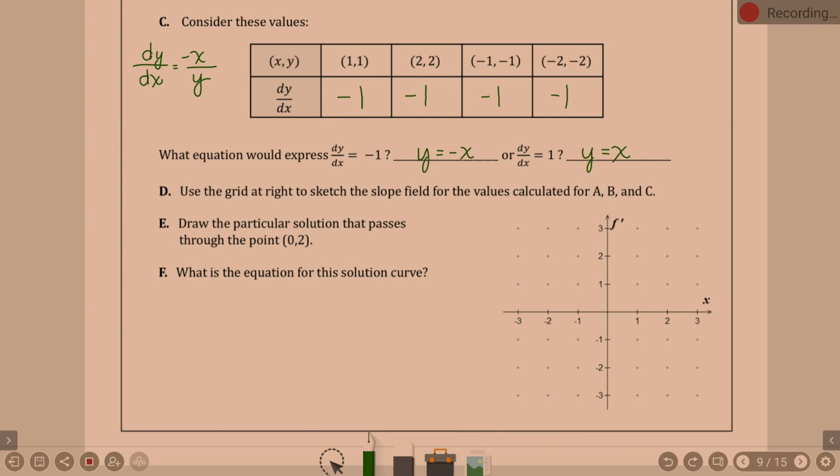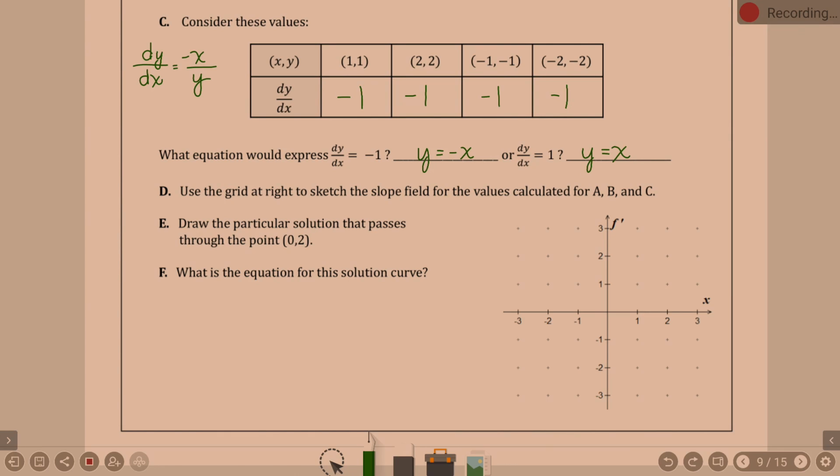If we were making this official and integrating all that, we'd talk about the plus C part. Okay. Use the grid at right to sketch the slope fields for the values calculated for everything we've done on this page. We're going to draw the particular solution that passes through the point (0, 2), and we're going to find the equation for that curve. AKA, we're going to finally integrate. Well, I think I integrate.